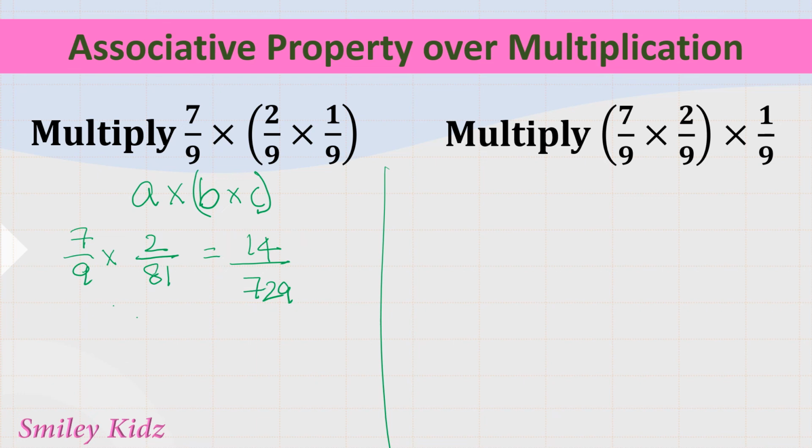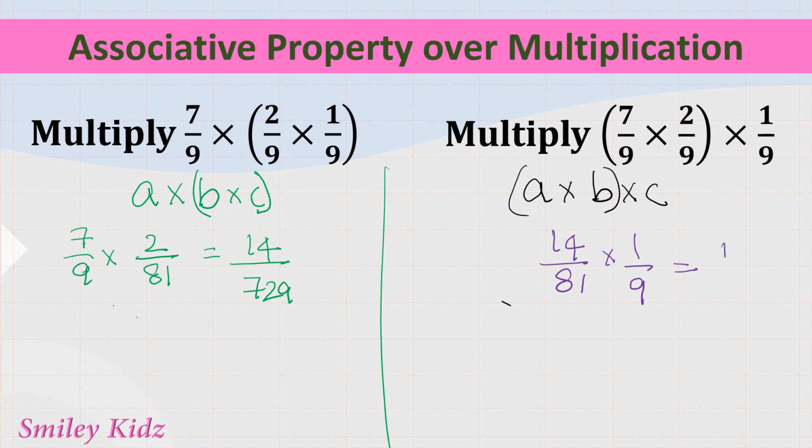Let's see. So the second condition will be (A multiplied by B) multiplied by C, where A and B are in brackets. So first we will be solving the brackets part. That will be equal to 14 by 81 multiplied by 1 by 9, which is equal to 14 by 729.